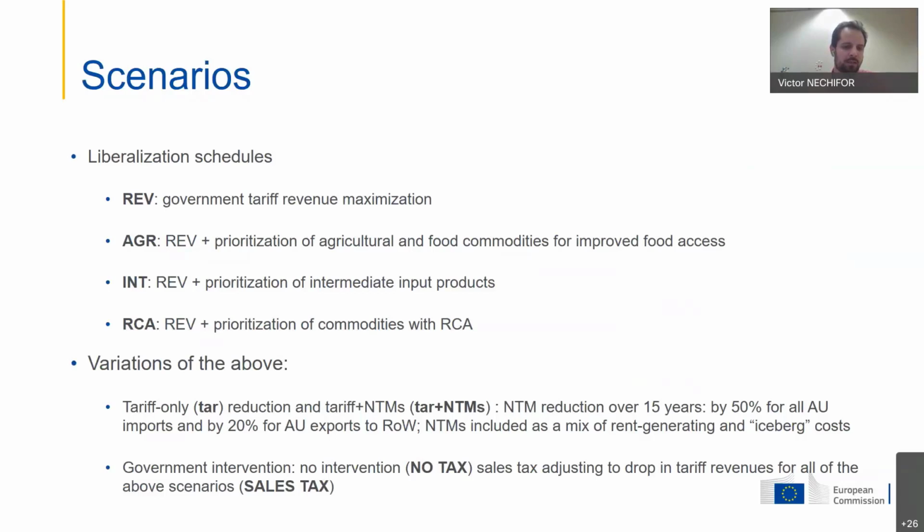And then to bring our simulations closer to the policy making in Kenya, we also consider some form of government intervention, whereby to address falling tariff revenues of the government, which might translate into a falling government income, we also endogenize a sales tax to compensate and to thus obtain revenue neutrality for the government. And we will see the results of that.